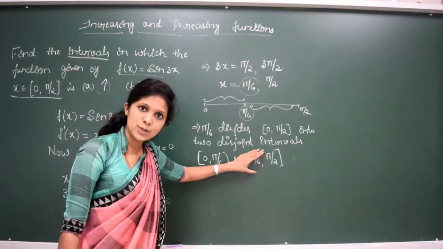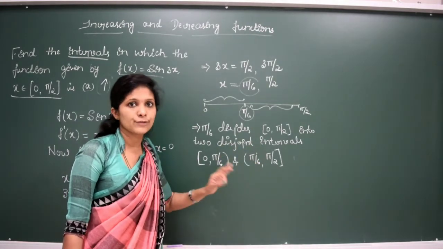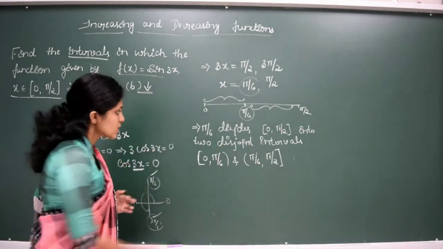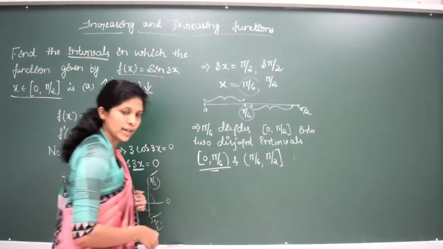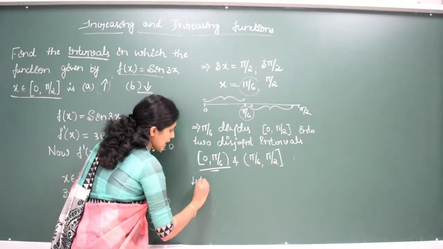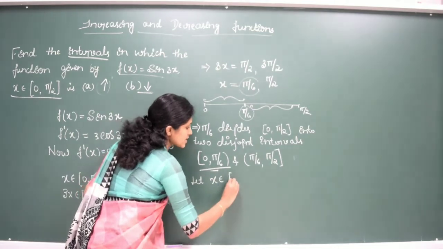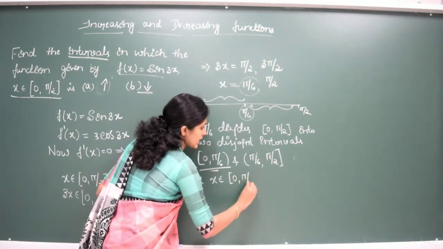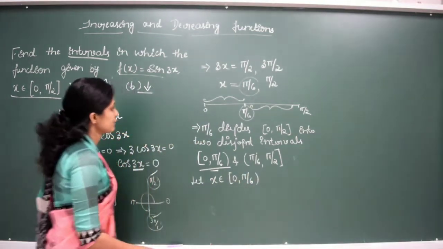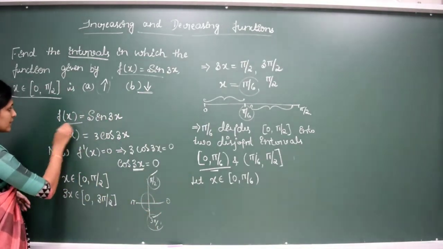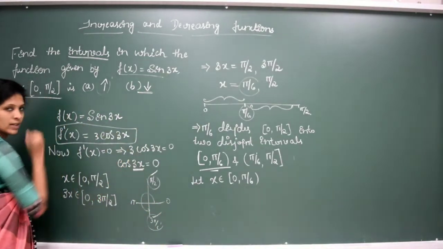If f dash of x is less than 0, then the function will be decreasing. Right? So we'll check with the first value. Let me consider the value of x belongs to 0 to pi by 6. Now we have to check with the function f dash of x. Where is f dash of x? Here, right? We have to check with this one.